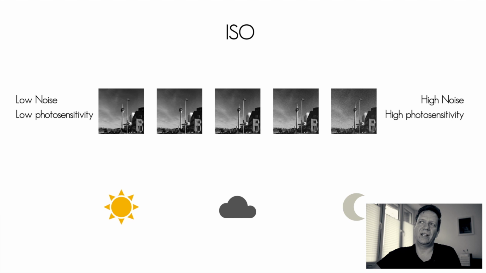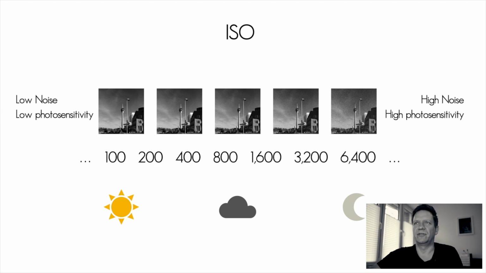The ISO is a value that you maybe do not change that often in one situation where you're photographing. So these are the dependent values for ISOs. With an ISO of 100 I create low noise, but I have also low photosensitivity, so it's good for example for daylight situations. The values between are, for example, for cloudy days, and the high ISOs are, for example, for night situations.